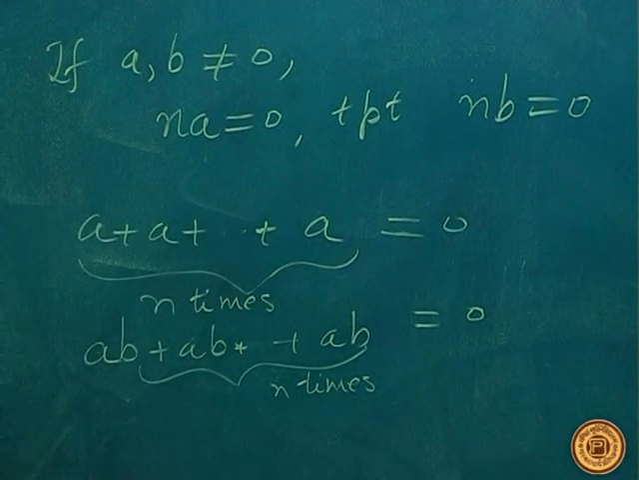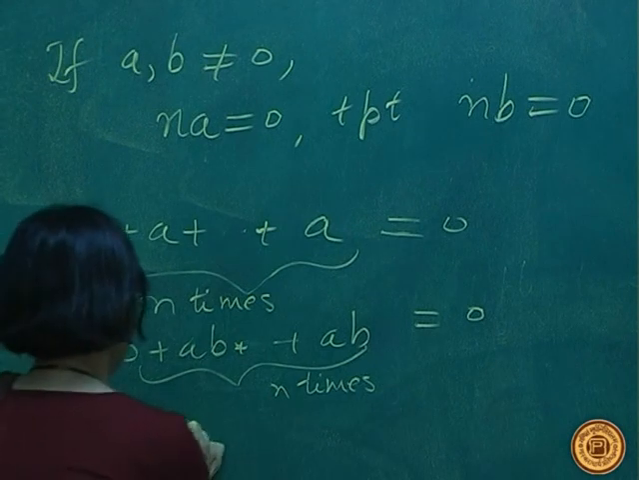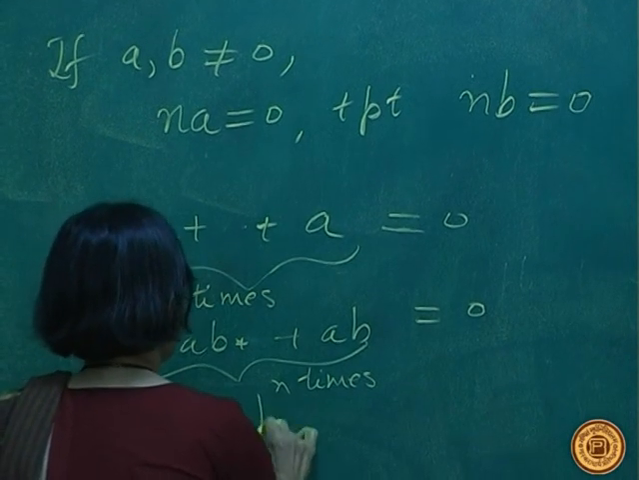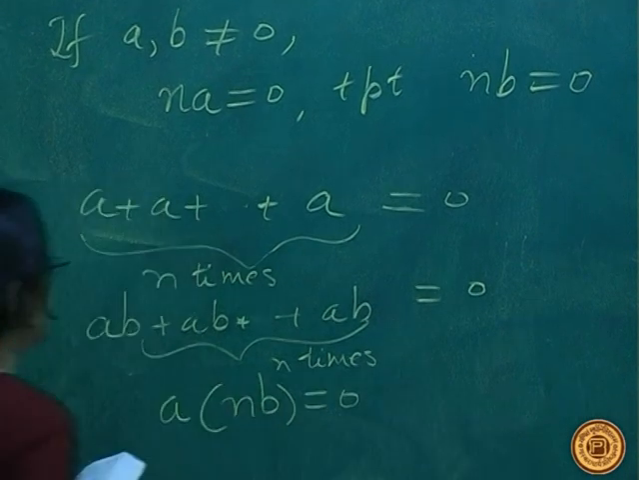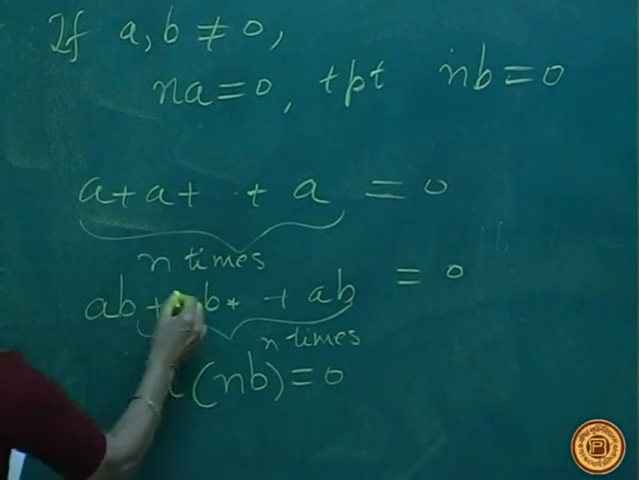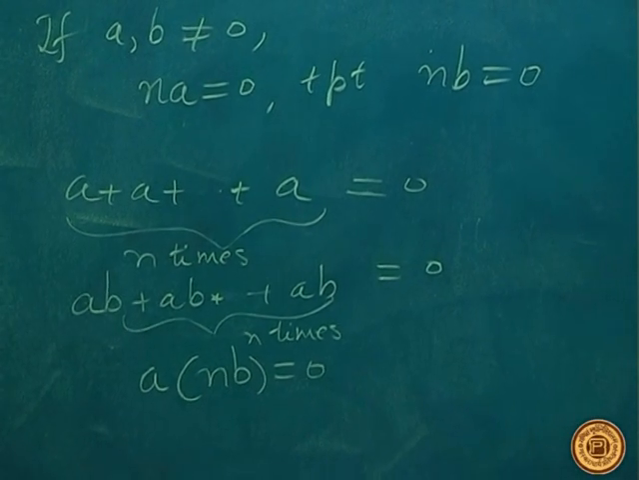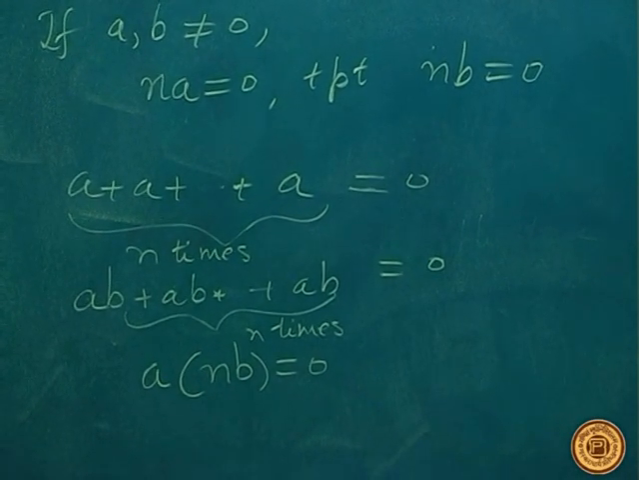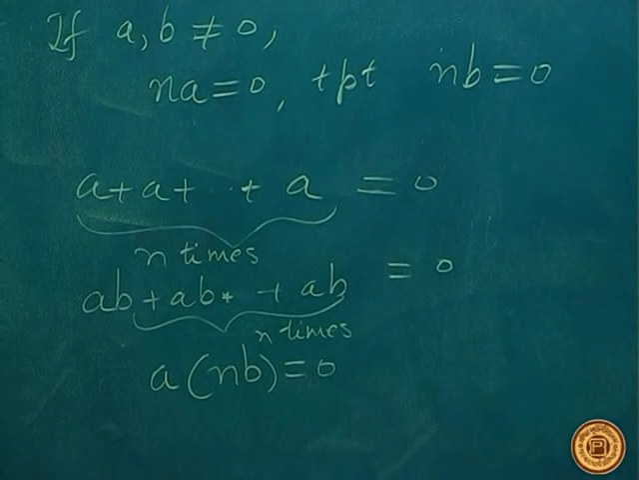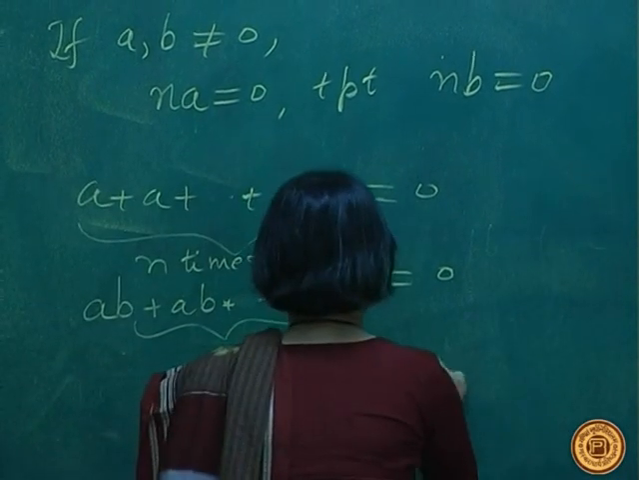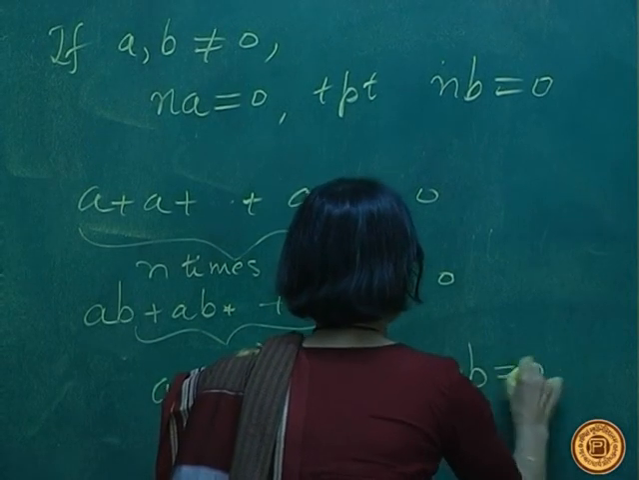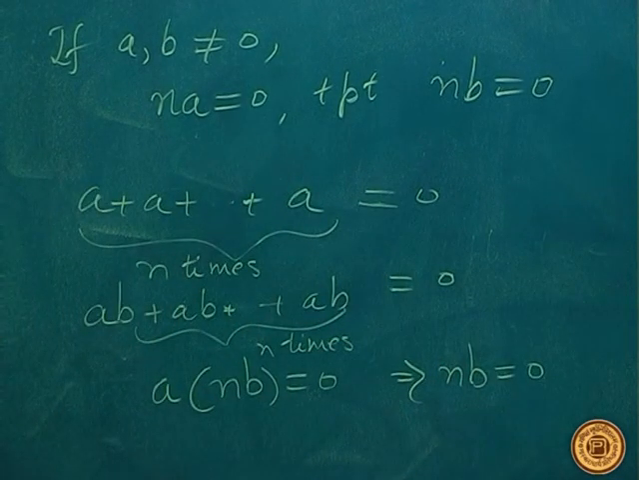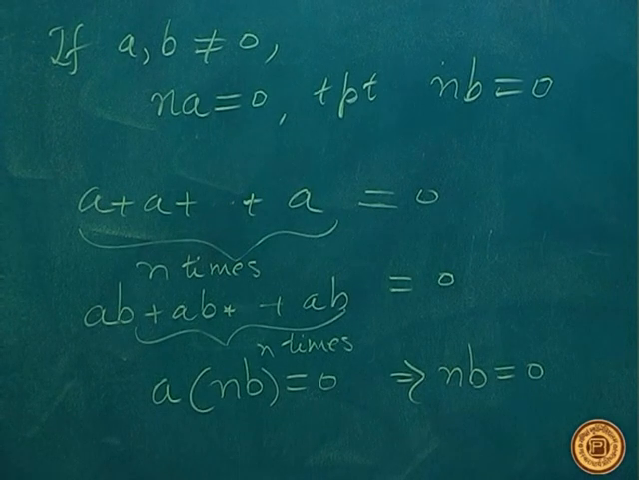Now use the distributive law, and what do you get? a, use it on the other side, into nb is equal to 0. If you take the a out and collect the b's inside, this is equal to 0. a is not equal to 0, and there are no zero divisors. So, this implies that nb is equal to 0. So, the additive order for non-zero elements is the same. This was 39.